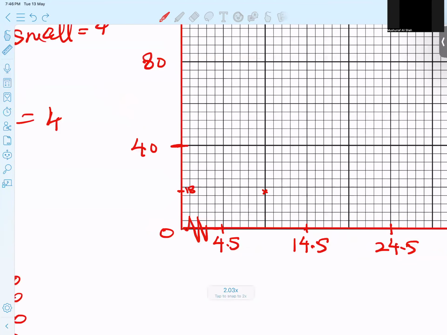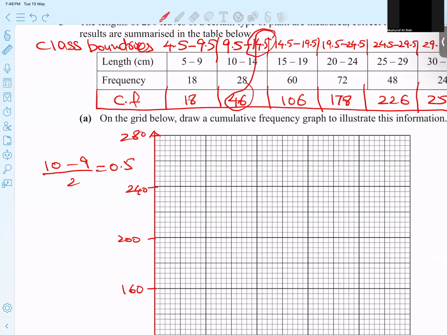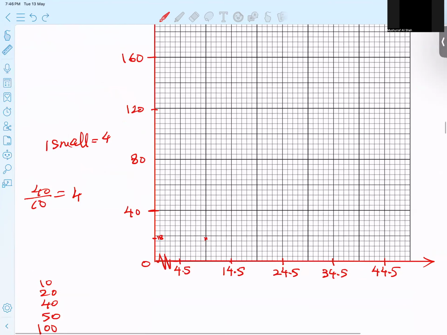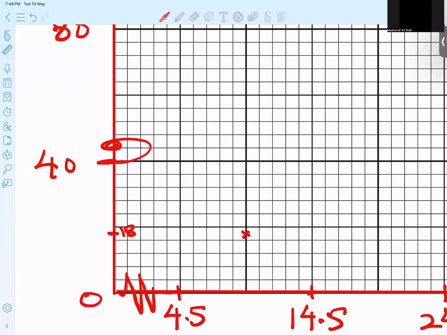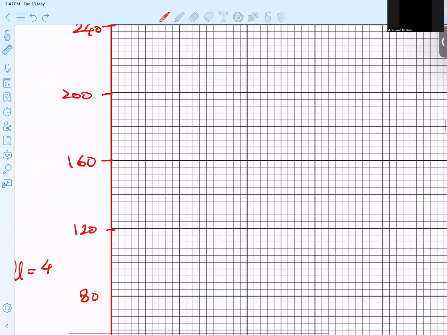So I got the first point. Let's talk about the second point: 14.5 against 46. Where's 46? One box up from 44 and a half box. This is 46. I think the point is very clear, and I'm getting this point, which is here. So 14.5 against 46. I think this part is also clear.